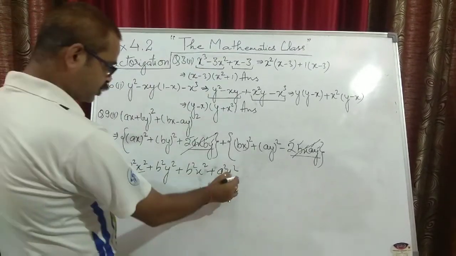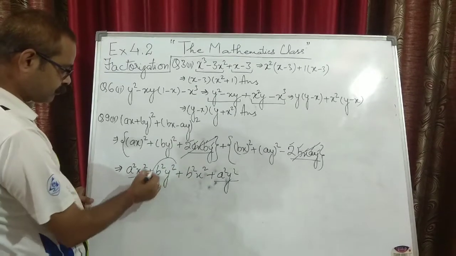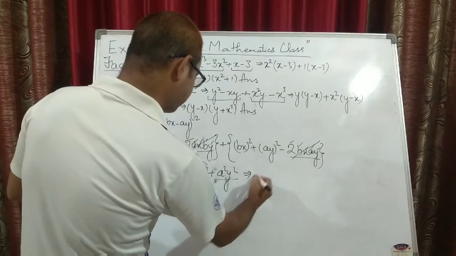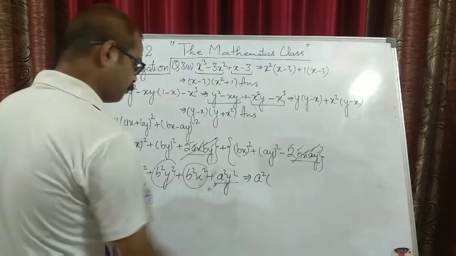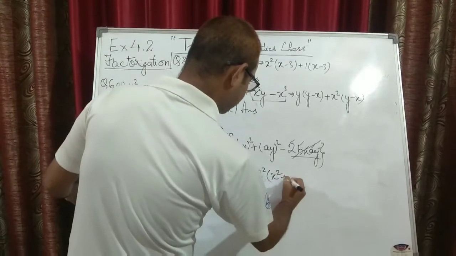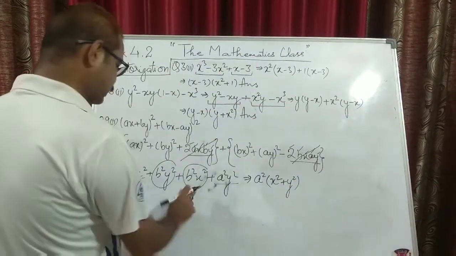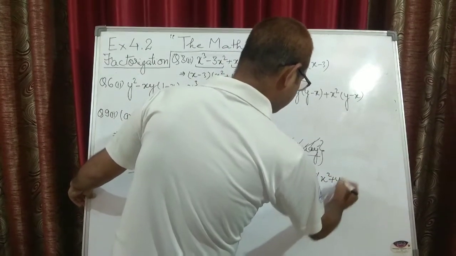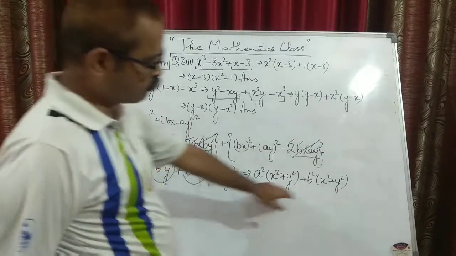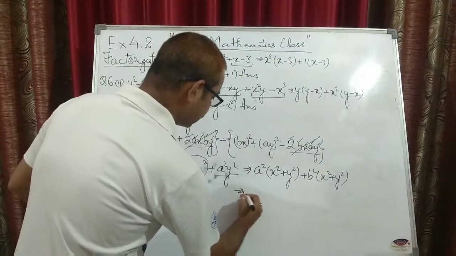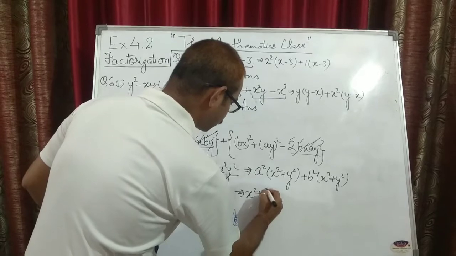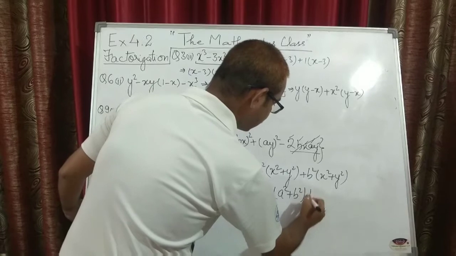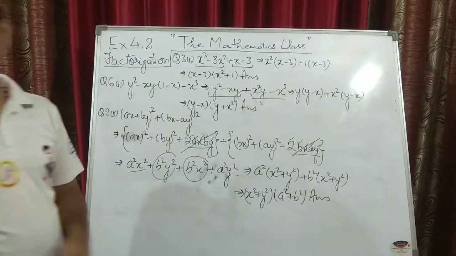Now from these two, we can take a square common. From these two we can take b square common. So in the first step, if I take a square common, I am left with x square plus y square. In the second, if I take b square common, I am left with x square plus y square. Now again, in both these terms we can take x square plus y square common. We are left with a square plus b square. That is the final value.